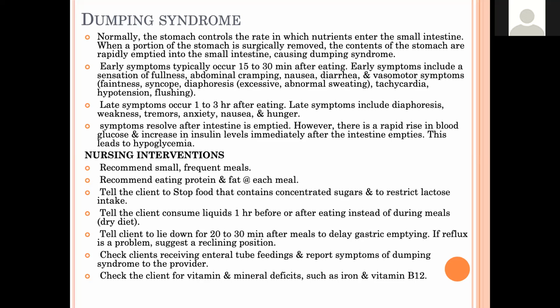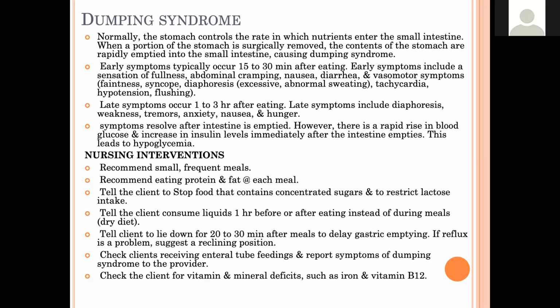So what do we see? Usually 15 minutes to a half hour after eating, we'll see a sensation of fullness, cramping, diarrhea, nausea, faintness. You may even faint. You'll have sweating, tachycardia, that's rapid heart rate, low blood pressure, and flushing, right? So something's not right. Late symptoms, 1 to 3 hours after eating, sweating, weakness, tremors, anxiety, nausea, hunger, okay?